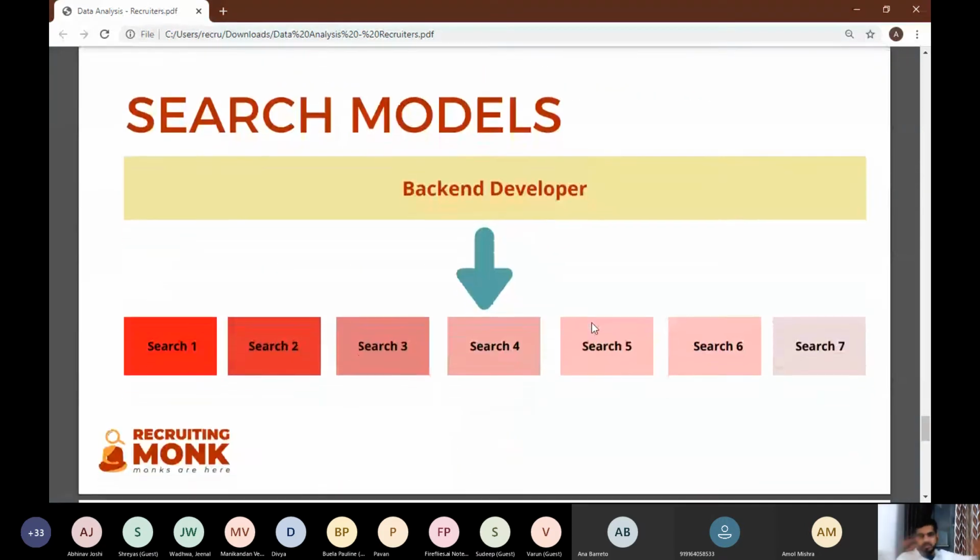So this is how you go about creating search models. Search 1, search 2, search 3, search 5. You look at it from left to right. Left is darker, meaning the efficacy is good. And as you keep going to 7, the efficacy keeps going down. Meaning you come to searches 5, 6, 7 only if it is required, or else you don't come.